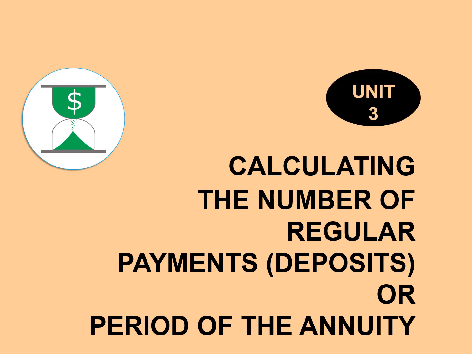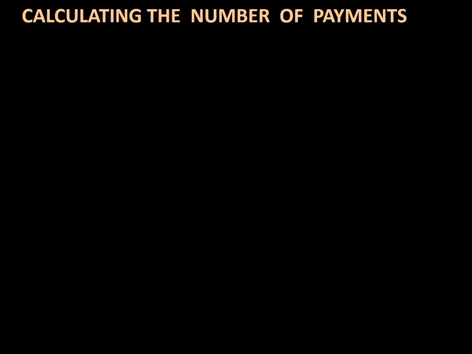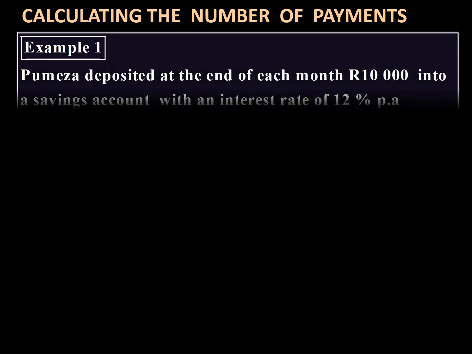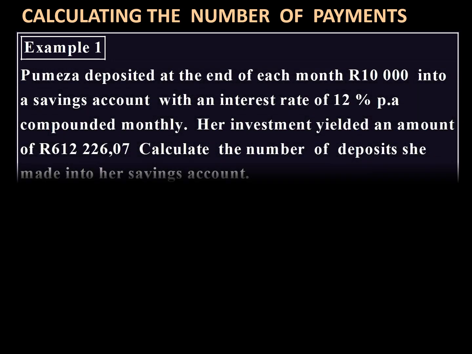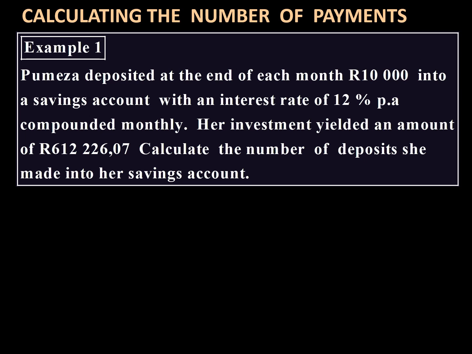In this one here, we're going to calculate the number of regular payments or deposits, or the period of the annuity, right? So we're going to look at calculating the N value. Let's look at our first example on calculating the number of payments. Let's see what we have. Pumeza deposited at the end of each month 10,000 Rand into a savings account, interest rate being 12% per annum compounded monthly, and an investment yield 612,226 Rand and 7 cents. And we have to calculate the number of deposits.